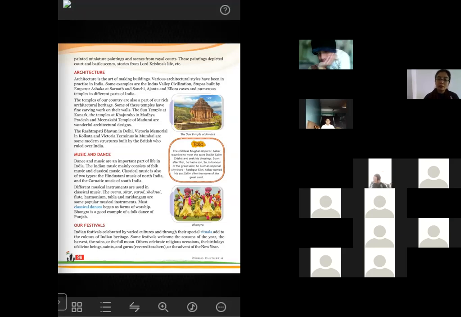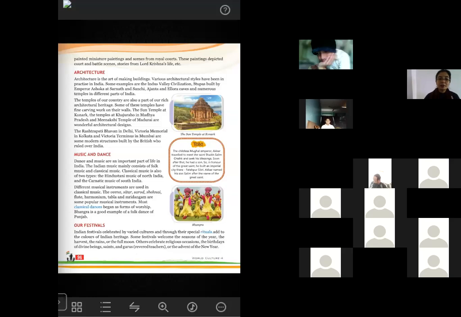Now some modern architectural designs we can see in the Rashtrapati Bhavan in Delhi, the Victoria Memorial in Kolkata, and Victoria Terminus in Mumbai. These are some modern structures that were built by the British who ruled over India.